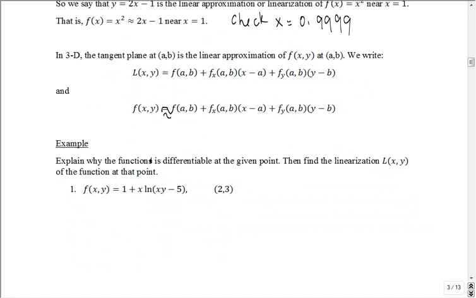So let's find the partial of f with respect to x. Now if you notice, x natural log of xy minus 5 is a product, right? So we have to use the product rule here. Partially differentiate x, that's a 1 times ln of xy minus 5, plus x times partially differentiate the natural log of xy minus 5 with respect to x, which is 1 over xy minus 5 times y. That's the chain rule again, right?